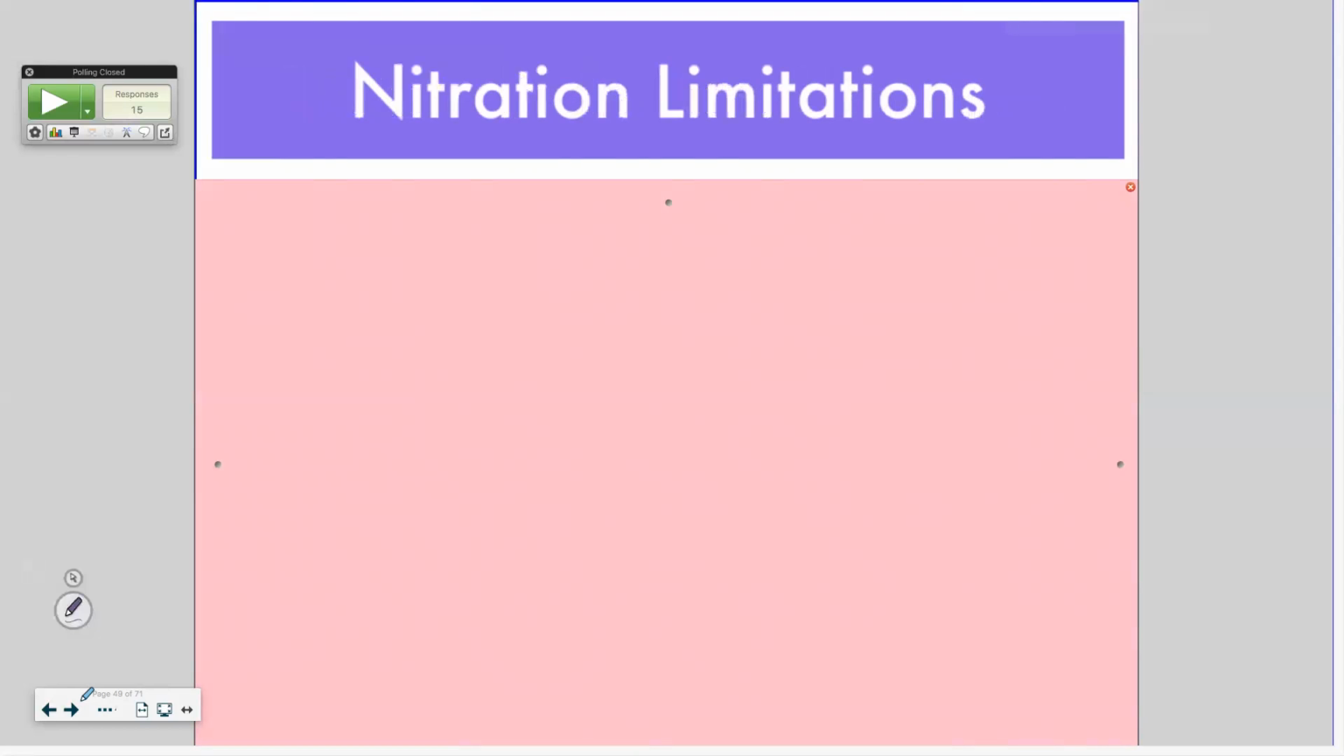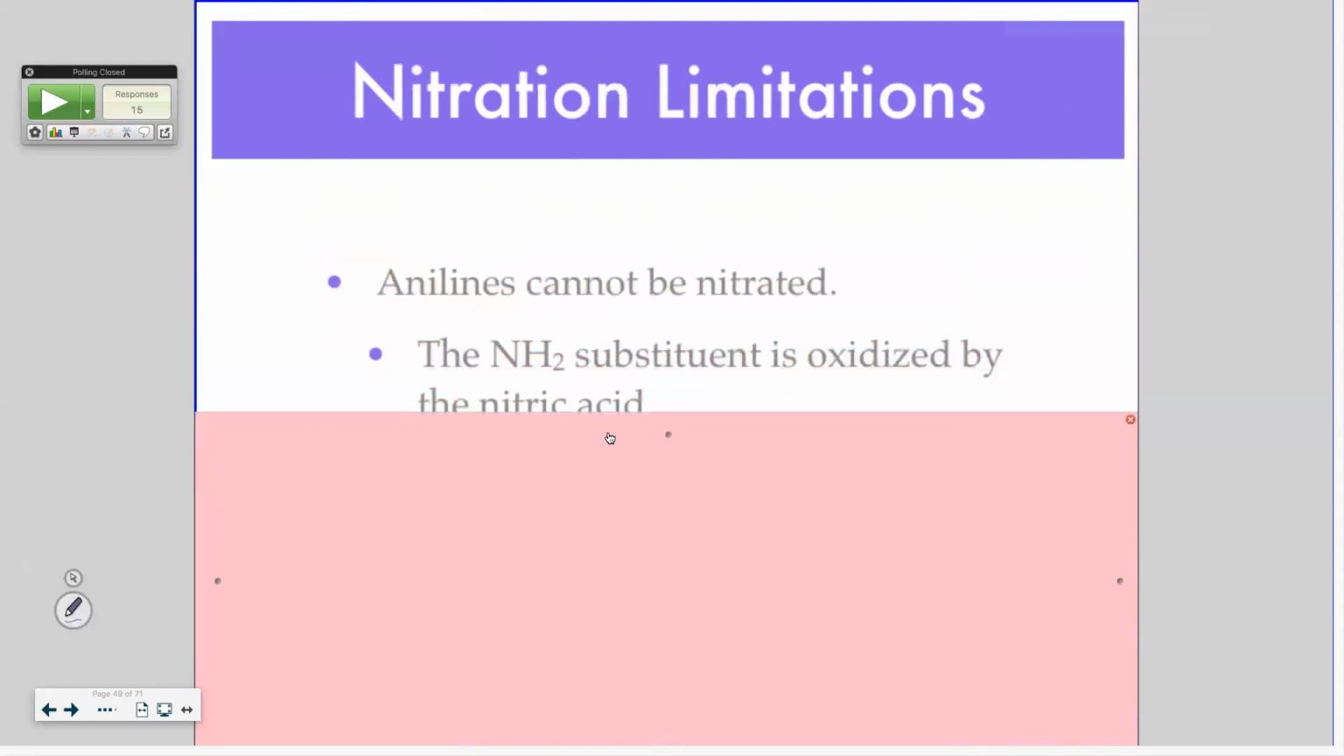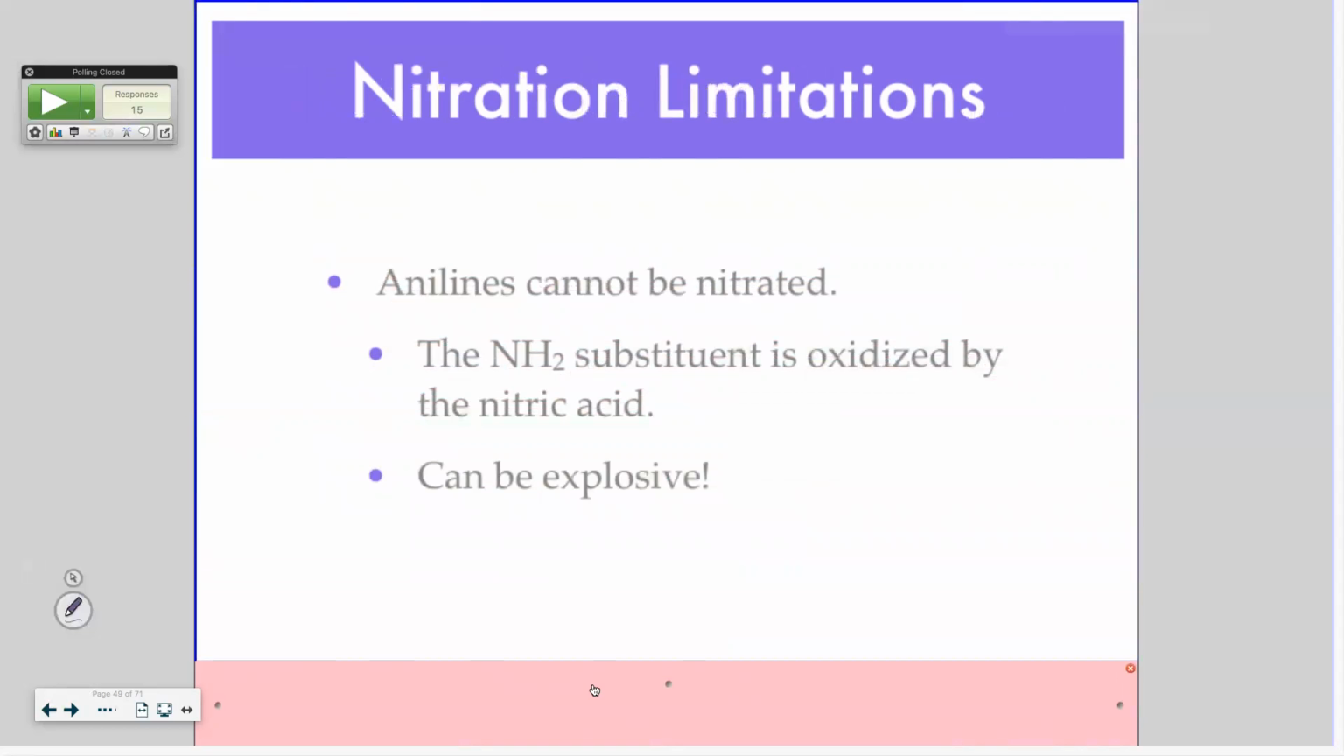Okay, there are some limitations on nitrations as well. Anilines cannot be nitrated. So anilines are kind of the trouble spot. Okay, the NH2 substituent is oxidized by the nitric acid and can blow up. So because of that, we don't nitrate anilines. If we wanted to make a nitroaniline, we would do it another way, or we wouldn't do it at all. We would say, c'est la vie. Okay.